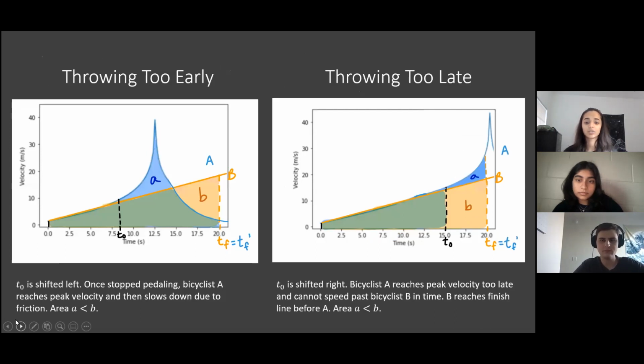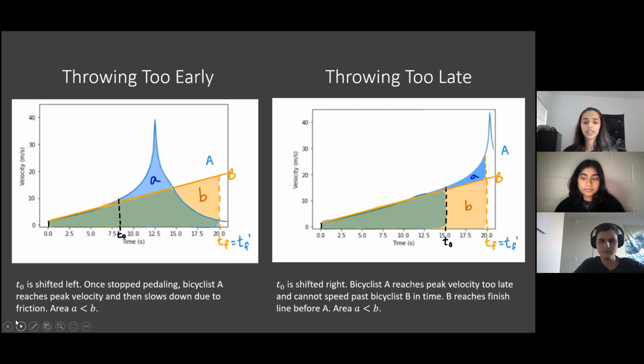Here we see the consequences of throwing too early versus too late. On the left, we see that if the rider shifts too early, then T0 is shifted to the left, and the bicyclist reaches a peak velocity too early, and their velocity declines quickly as friction overpowers the drifting bicycle. Then A is less than B. On the right, we see that if the rider shifts too late, then they risk being behind and unable to complete the entire bike throw to their full advantage. We see that area A is less than area B again.